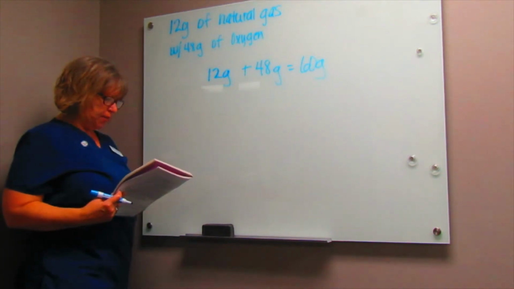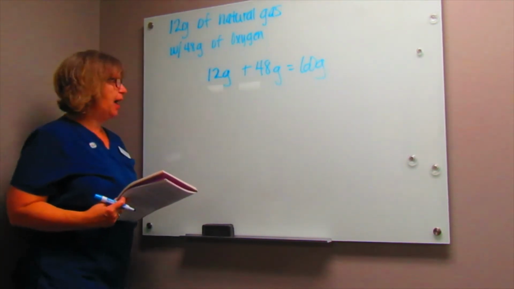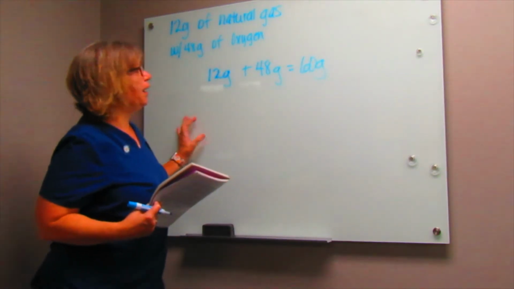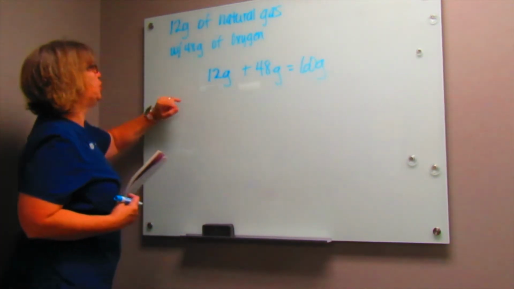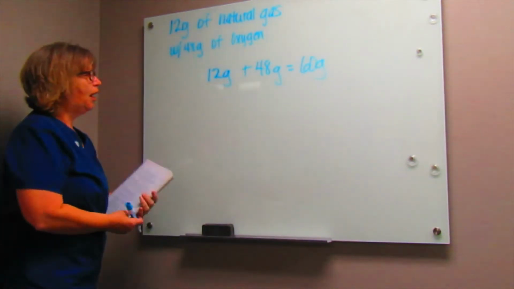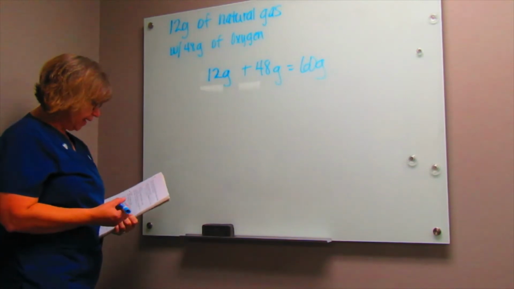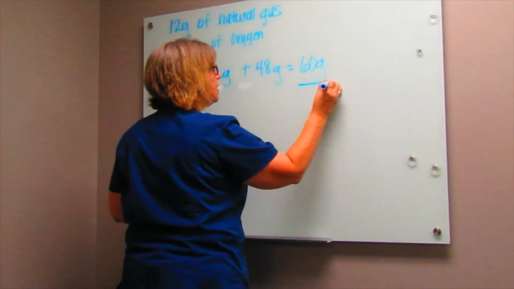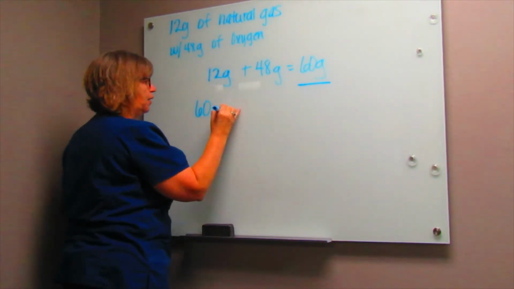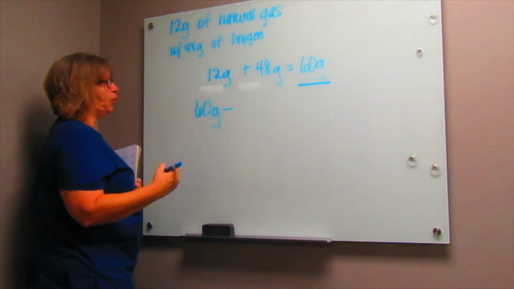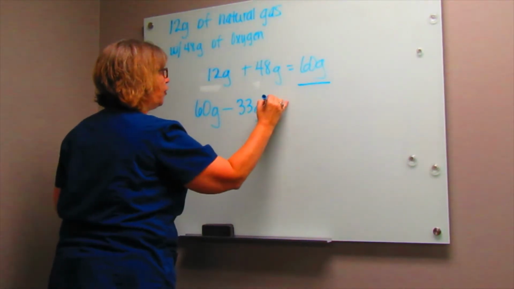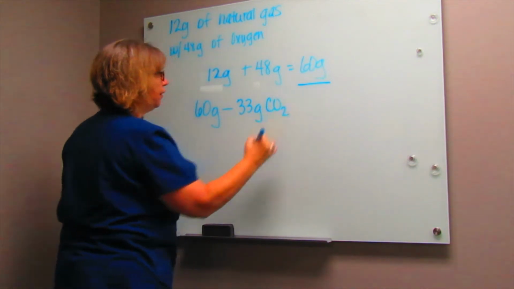So this chemical change actually produces carbon dioxide. We need to determine how much carbon dioxide is produced from the combination of natural gas and oxygen. We can do that by taking our 60 grams, which is our total mass. So this is our 60 grams. And we're told in our problem that we produce 33 grams of carbon dioxide. Okay?